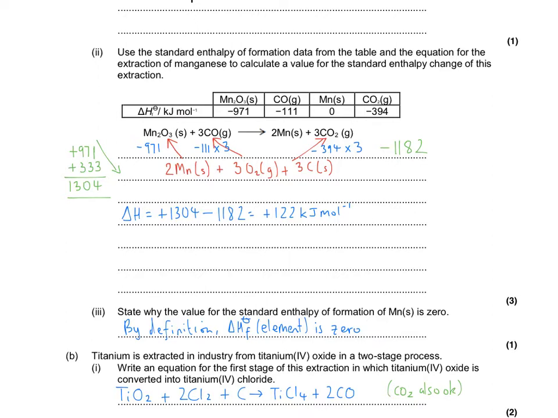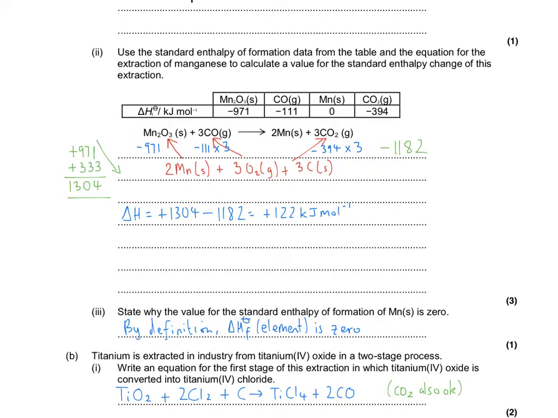There are 3 moles of carbon monoxide being formed, so it's 3 times 111. And on the other side, there are 3 carbon dioxides being formed, so 3 times minus 394. We must take into account these molar amounts. There's no value for manganese dioxide because, by definition, the enthalpy change of formation of an element is 0.